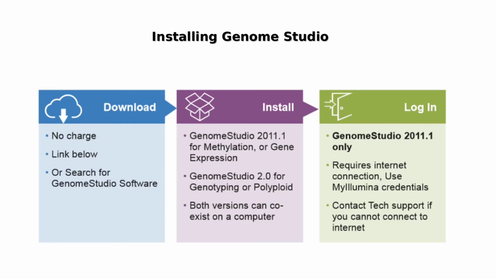How can we install GenomeStudio? You can go directly to the Illumina site and type GenomeStudio version 2.0, because we are doing the genotyping or polyploid. Right now we are not performing GenomeStudio 2.0.1 for methylation. In the next playlist we will do the methylation parts, but right now in this playlist, we are doing GenomeStudio 2.0 for genotyping or polyploid.